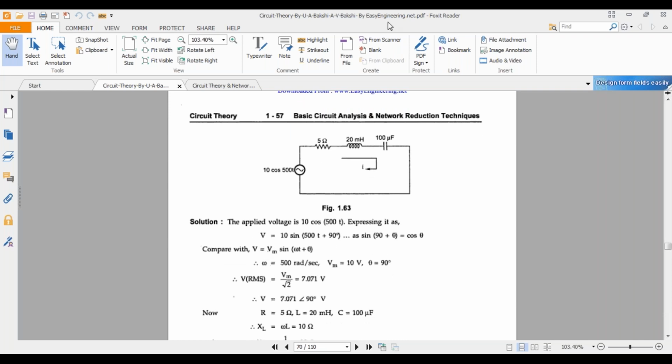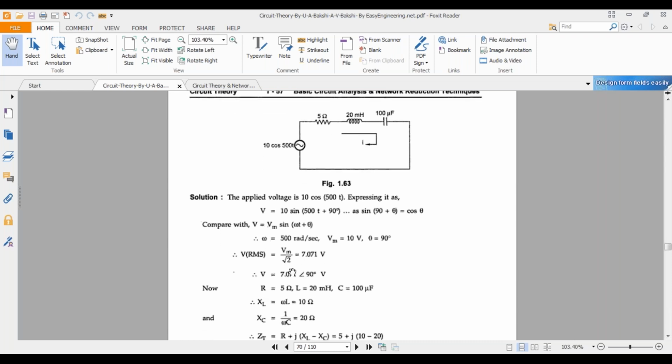Now we can calculate V here. V is equal to Vm sin(omega t plus theta). Comparing that, we can calculate omega is equal to 500 and the peak value, maximum value, is equal to 10 volts, and theta, the phase angle, in this case is given as 0 degrees. RMS value is equal to Vm by root 2, so we can calculate this one.